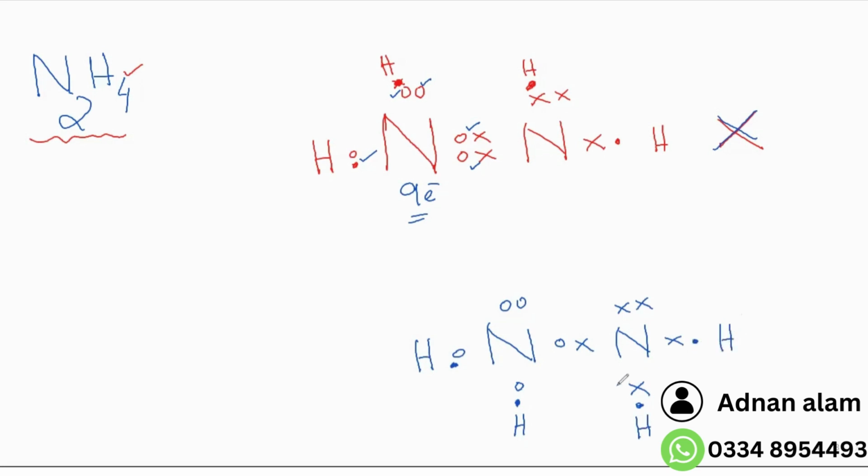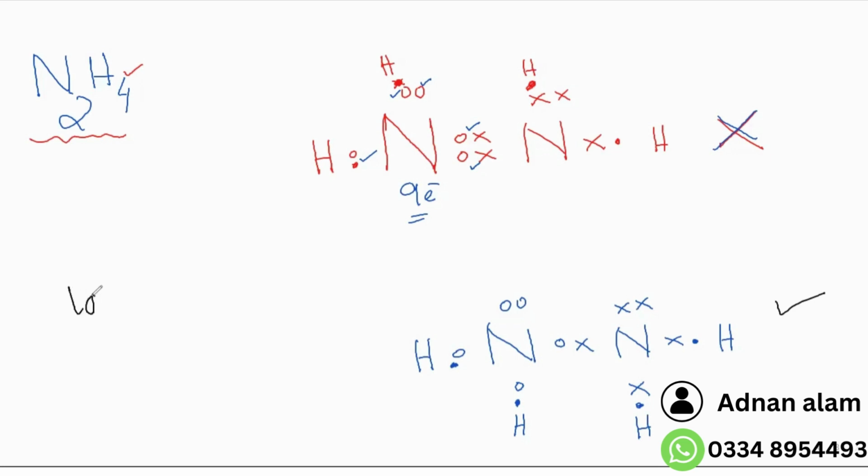So now count valence electrons for each nitrogen. Count करें बेटा. Valence electrons for each nitrogen. How many there are? दोनों नाइट्रोजन के 8 electrons हैं. Now this is the correct structure. This is the correct dot and cross diagram. Any confusion?